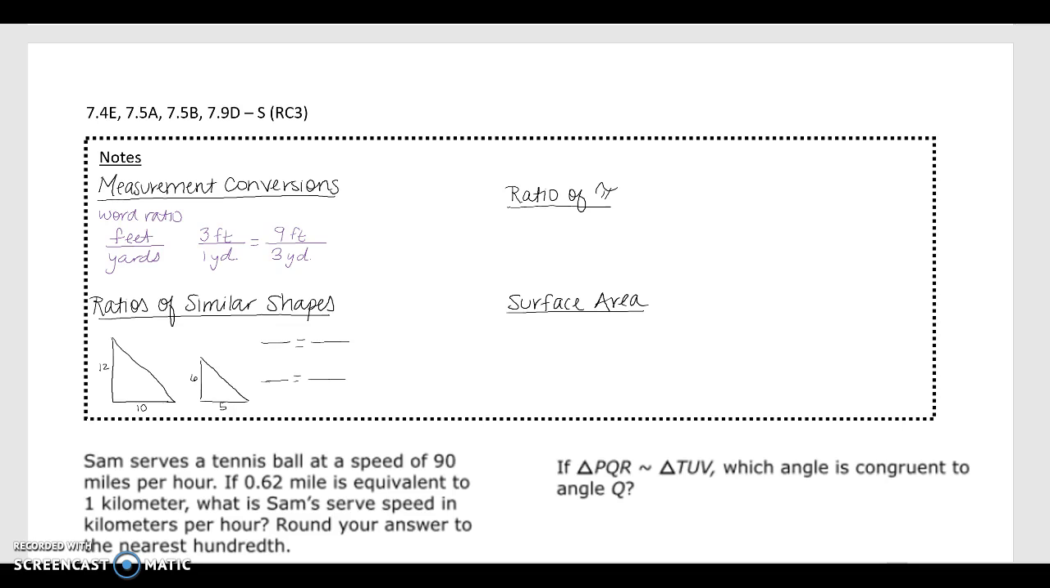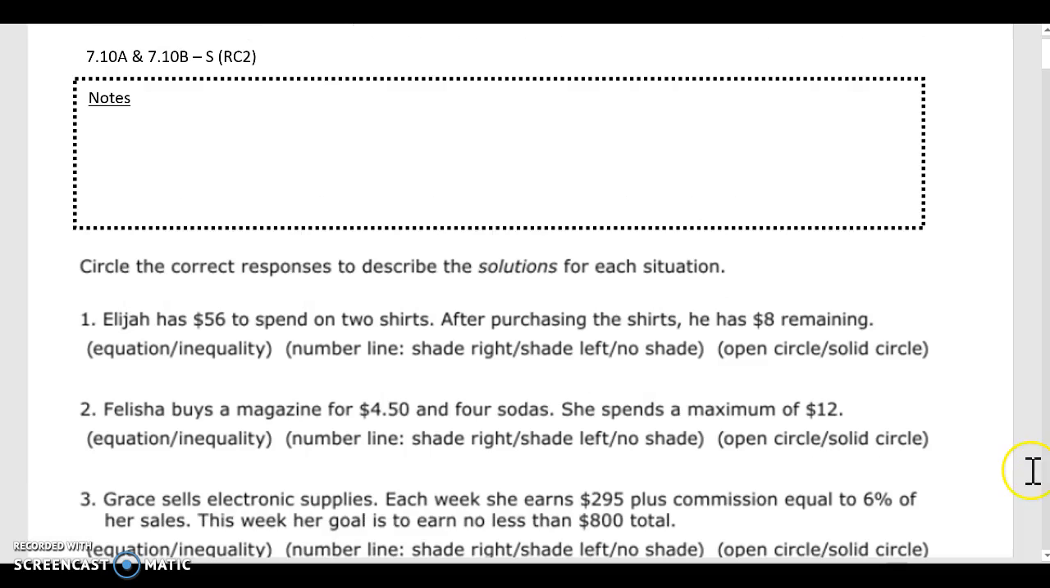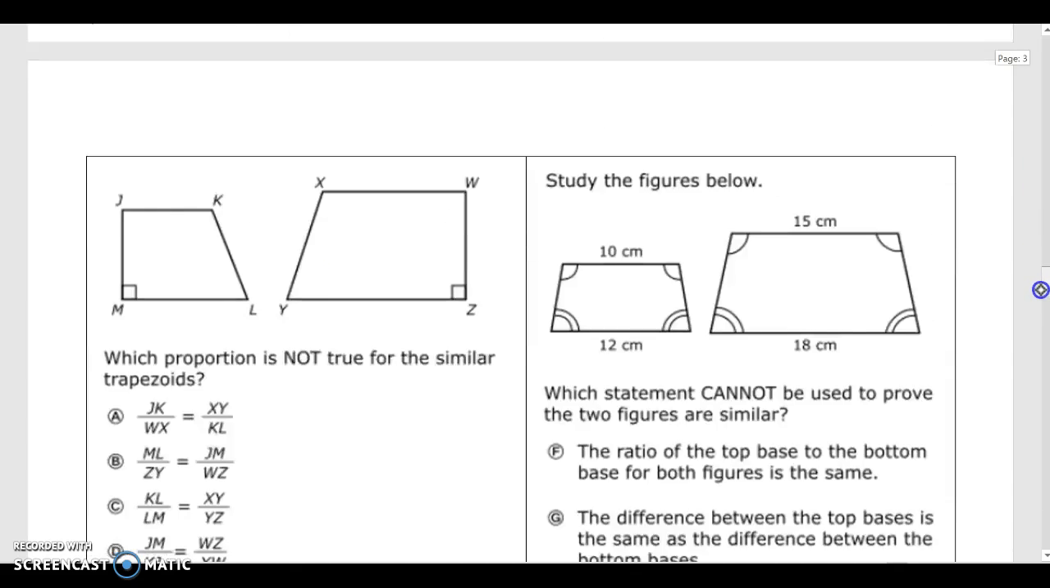So let's go ahead and use our colors and see. You want to use your colors to identify corresponding sides. So I would say this side here corresponds to this side, and then I would say this side here corresponds to this side here. So I would have 2 different ways to write my proportion. I could either say 12 over 10, right? And notice how I'm keeping that shape together.